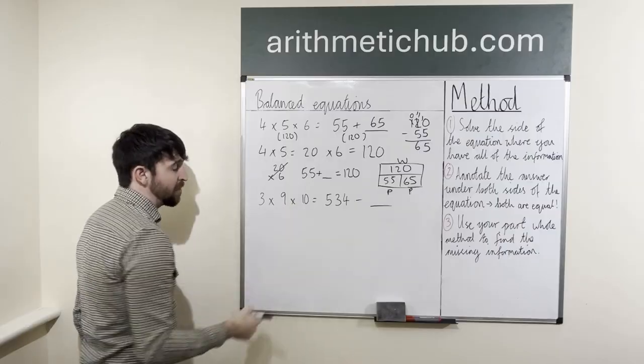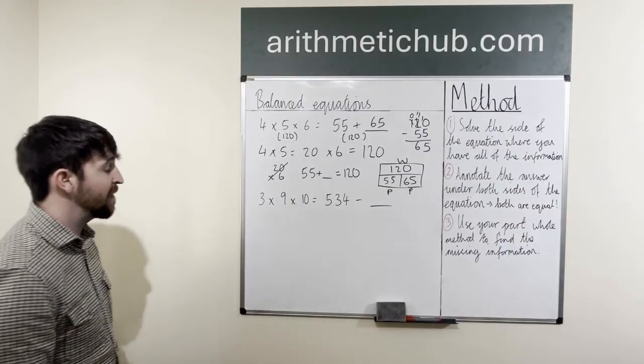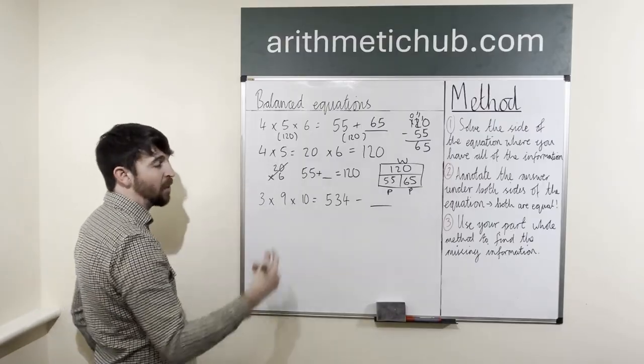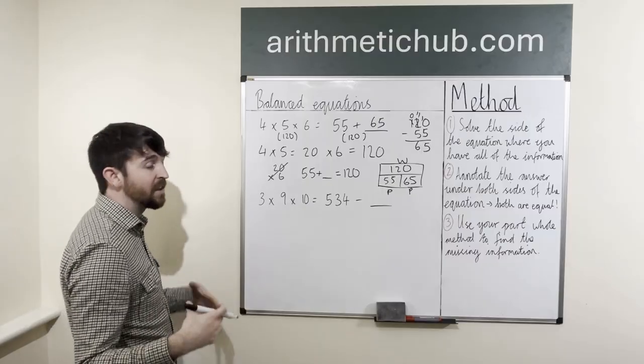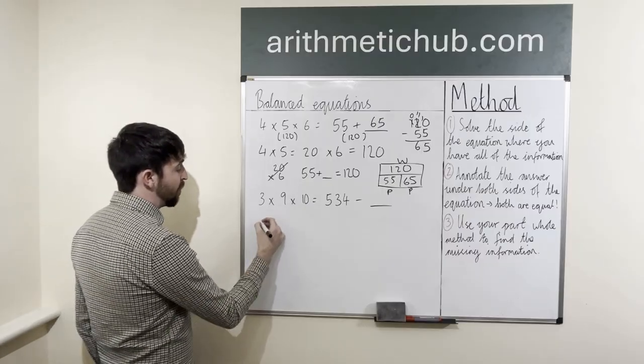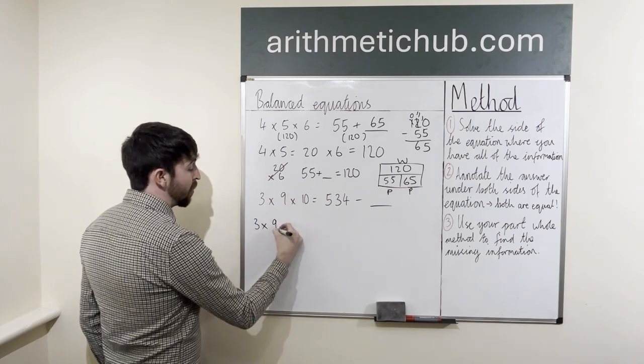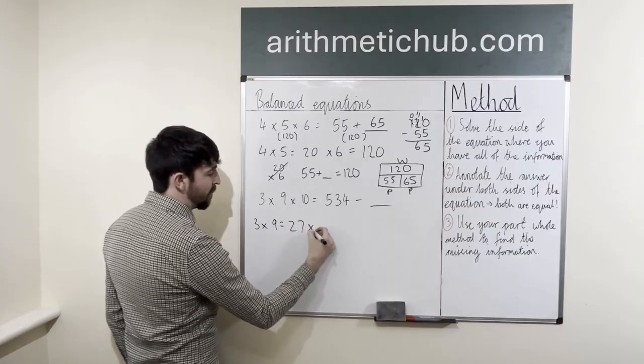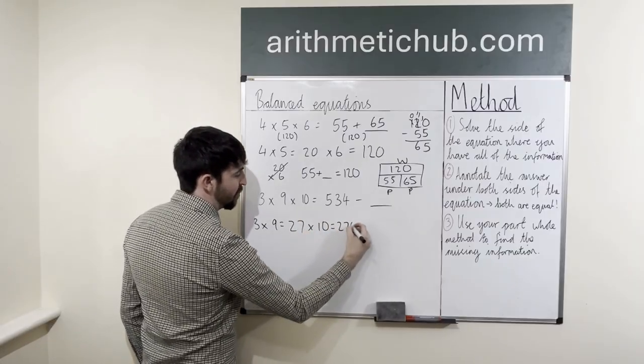Now I could do 3 times 9 multiplied by 10, or I could do 3 times 10 and then multiply it by 9. Either of those is completely fine. Any way around with that is fine. It's commutative because it's multiplication. Let's start off by doing 3 times 9, shall we? 3 times 9 is going to give me 27. 27 times 10 is going to give me 270.